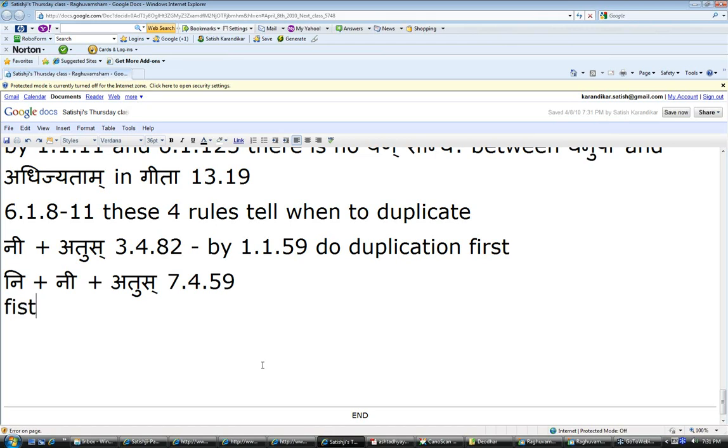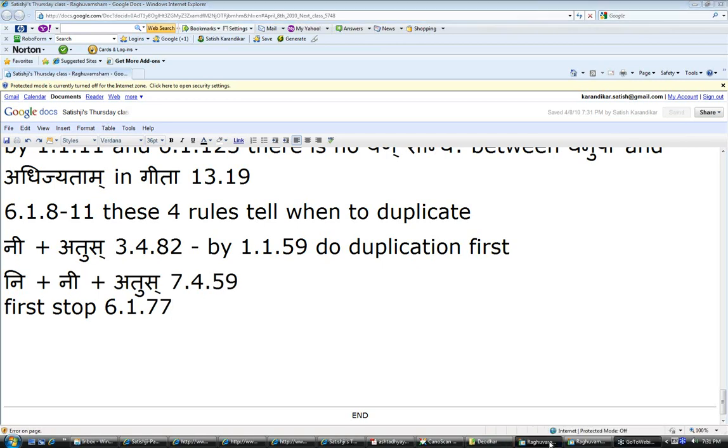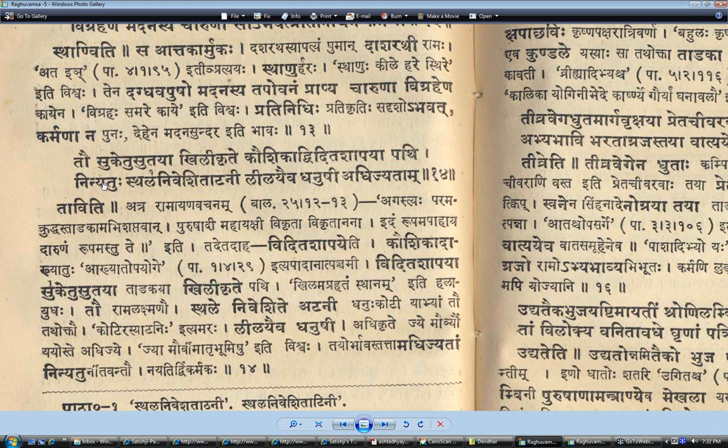So for now, that will get the job done for us, because what is the final form? 6177. I'm sorry. The final form is ninyatuhu. In the shloka we have the form ninyatuhu. So actually 6177 will do the job for us, because yan sandhi is what we want. This again highlights the point: when do we stop applying rules?